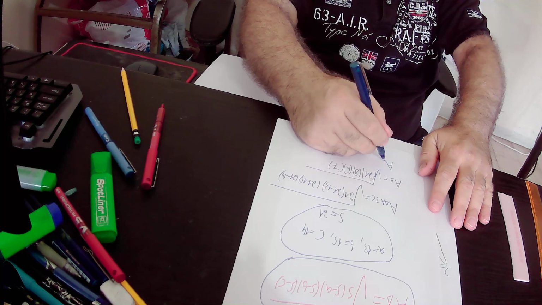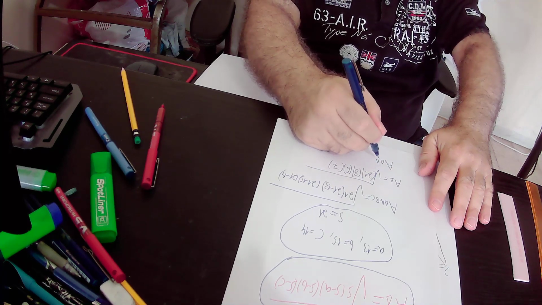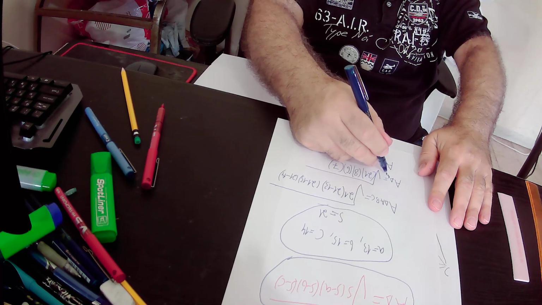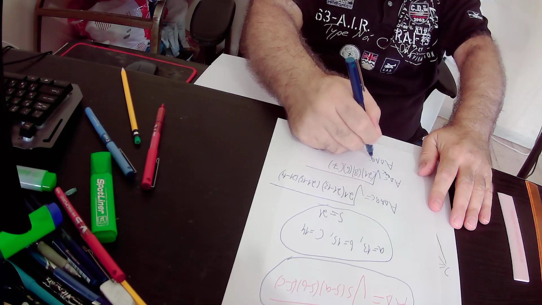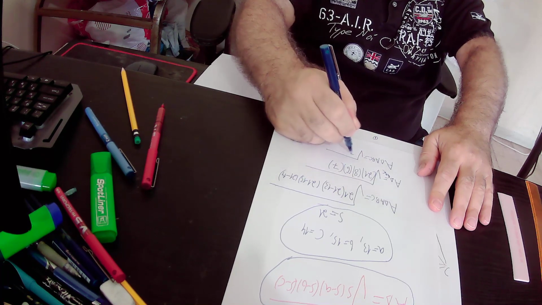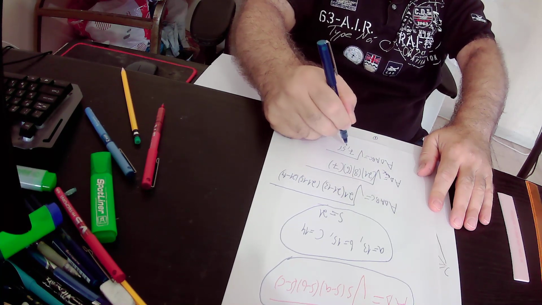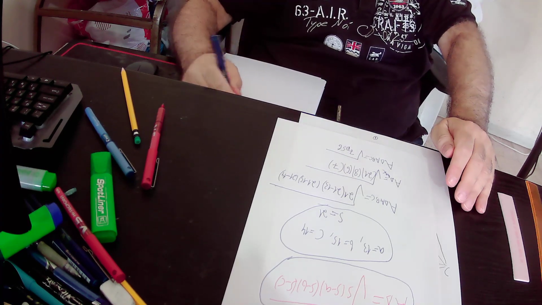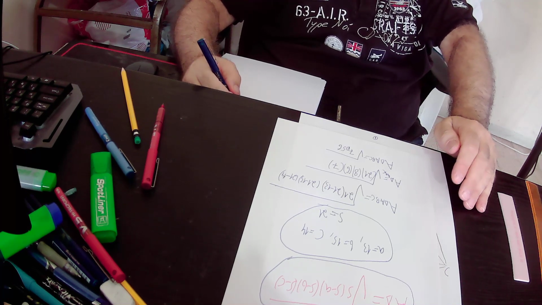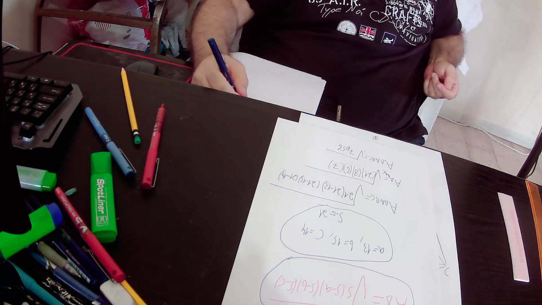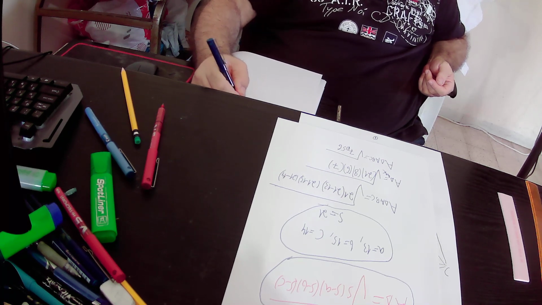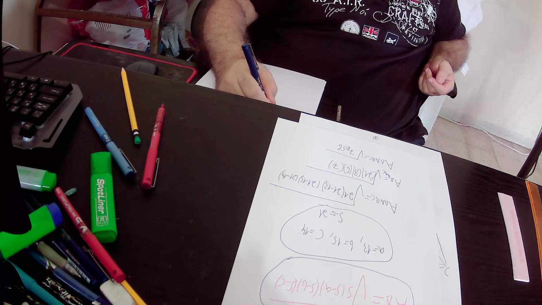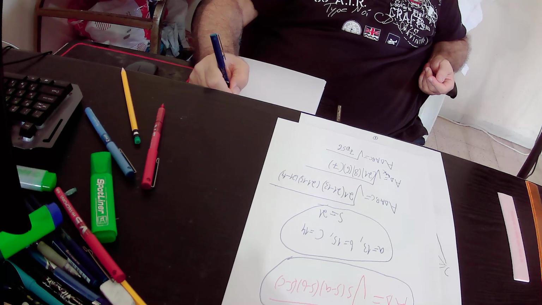So the area of triangle ABC will be equal to the root of 7056, and the root of 7056 equals 84 square units. Okay, so the area of our triangle ABC equals 84 square units.